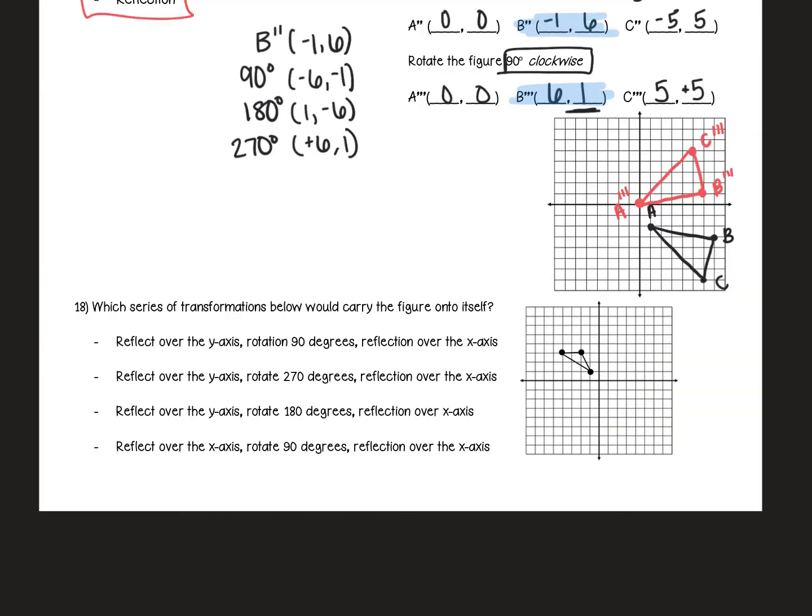This last one I'm going to do in a bunch of different colors. So it asks what would carry this figure onto itself. So I normally just pick one point to start with and see if things work out. So I'm going to start with this point I just drew over in red. So it says reflect over the y-axis, which would put this point here. Rotate 90 degrees. So if that's 1, 1, it's going to become negative 1, 1. So it's actually going to end up back where it was to begin with. Lastly, it says reflect over the x-axis. So now it ends up here. And that is definitely not on itself. So this is a no.